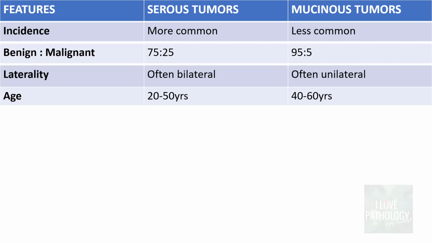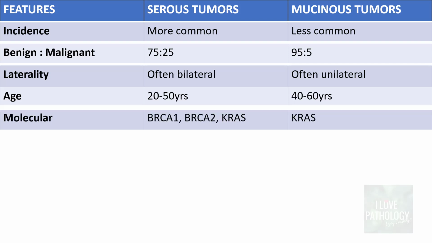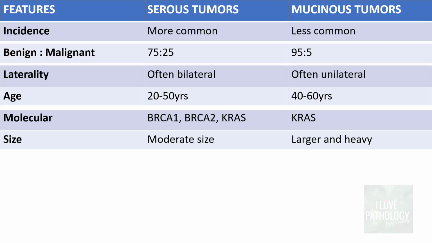20 to 50 years, more or less the same. Usually, even the carcinomas, particularly serous carcinomas, are more common in younger individuals. Whereas mucinous tumors are found in the age group of around 40 to 60 years. Molecular mechanism is also different. Serous tumors might harbor BRCA1 and BRCA2 mutation along with KRAS, whereas mucinous tumors don't have BRCA1 and 2 mutation. They often have KRAS mutation.